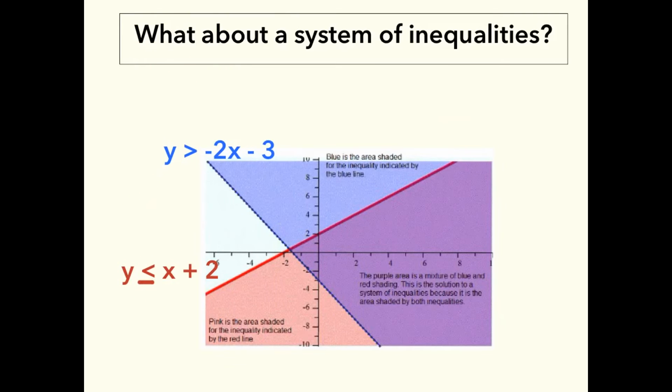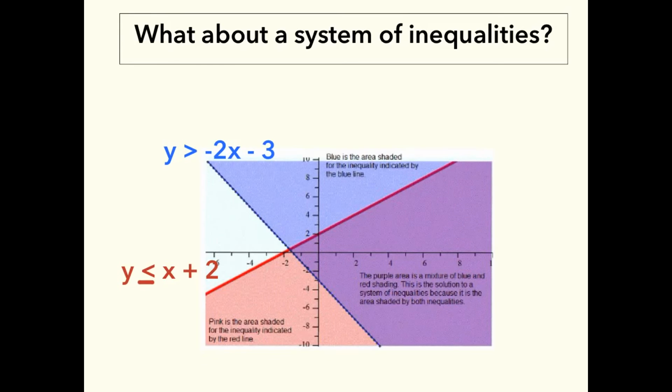Now what if we have a system of inequalities? We can still solve them by graphing. So we graphed y is less than or equal to x plus 2. We found the 2, the y-intercept, graphed it with a solid line because it's equal to, and then we shaded less than the line. The other inequality, y is greater than negative 2x minus 3, started at negative 3, moved with the slope, and we drew our line with a dashed line because it's not equal to. And then we shaded greater than that line.